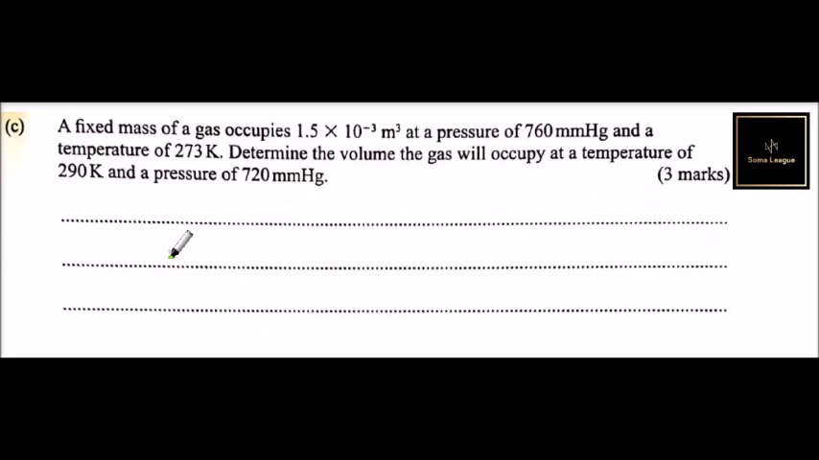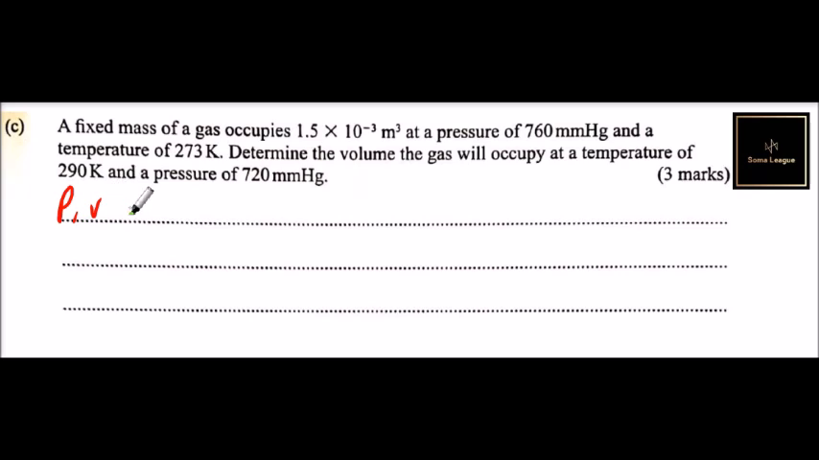Part C, we are told a fixed mass of gas occupies 1.5 times 10 to the power minus 3 meter cube at a pressure of 760 millimeters of mercury and a temperature of 273 kelvin. Determine the volume of the gas occupied at a temperature of 290 kelvin and pressure of 720 millimeters of mercury. So to do this, we use this formula.